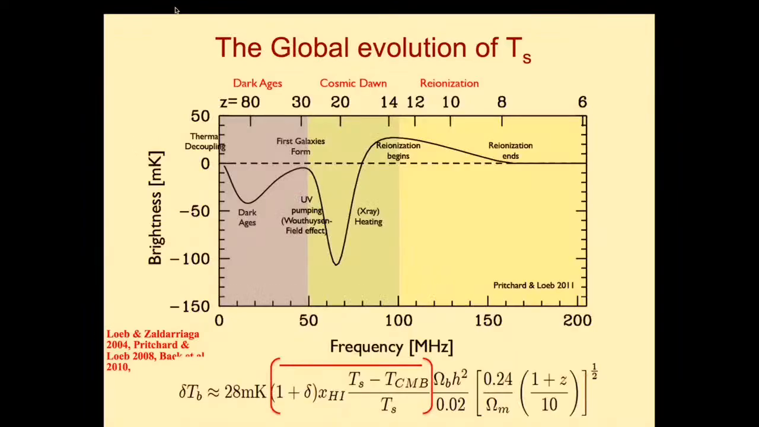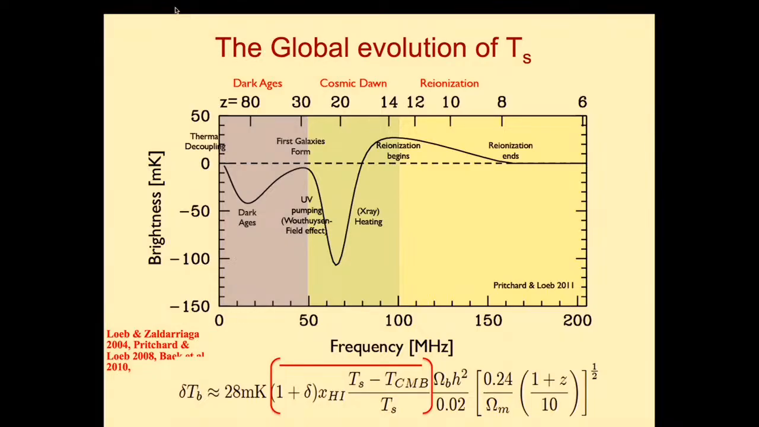So let me go back. I'll tell you a little bit about the physics, where this negative stuff comes from. At these redshifts, there is no ionization, so this term is almost 1 in most of space. This 1 plus delta, delta is tiny, right? That's the cosmological fluctuations at redshift 15. That's very small. So what drives the signal is this.